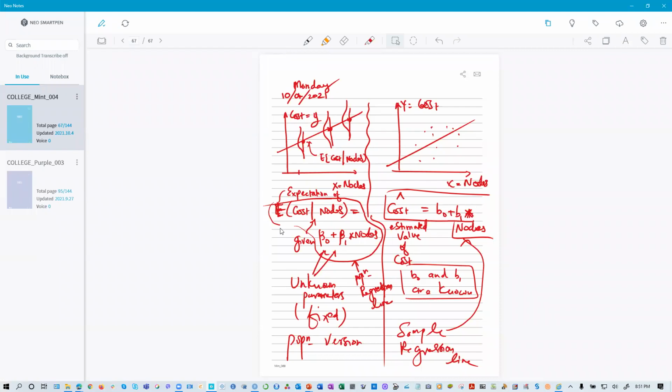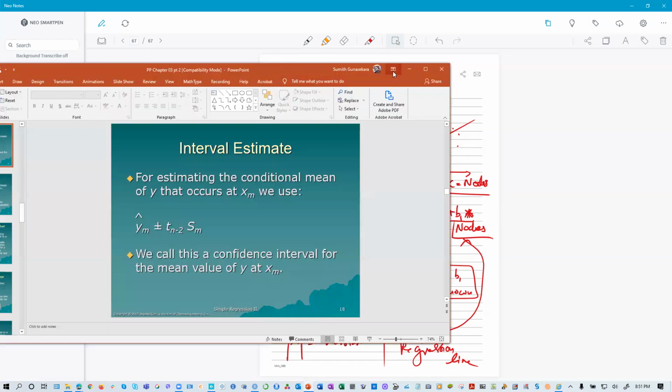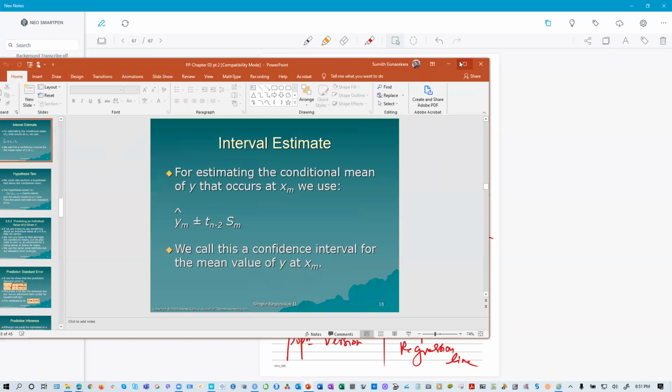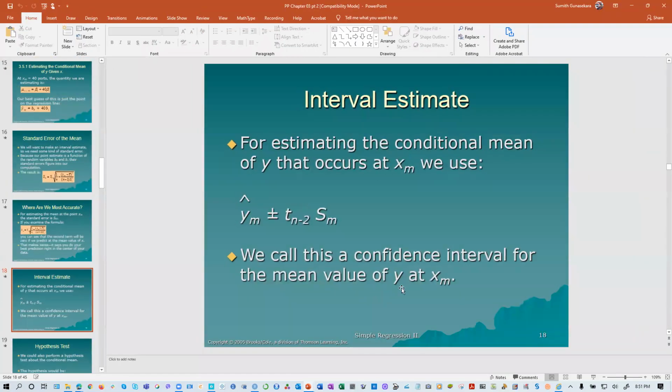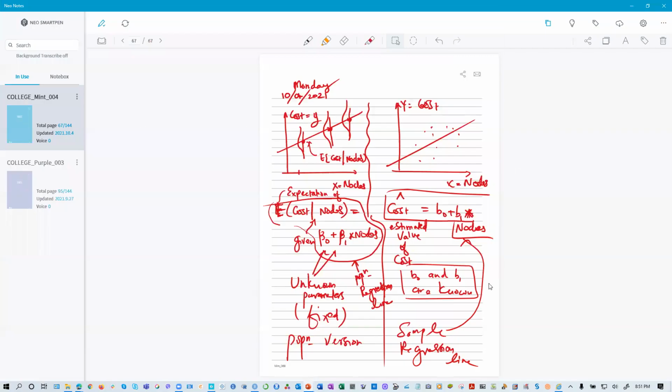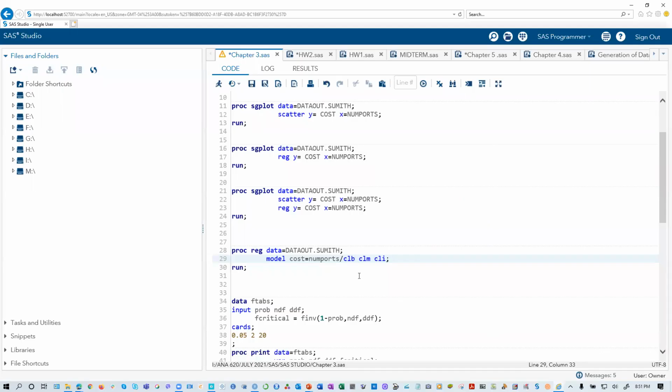If you really want to do some kind of estimation for the average cost, you can do that estimation. That estimation has two types. One is a point estimate. The other one is an interval estimate. You say, give me a whole bunch of values for the average cost for a given certain number of nodes. Let's say 40 nodes. You can calculate by plugging into that one. Those are the values they calculate on this one, CLM.